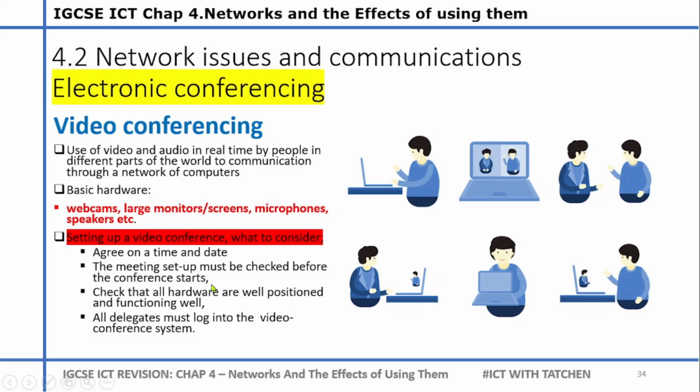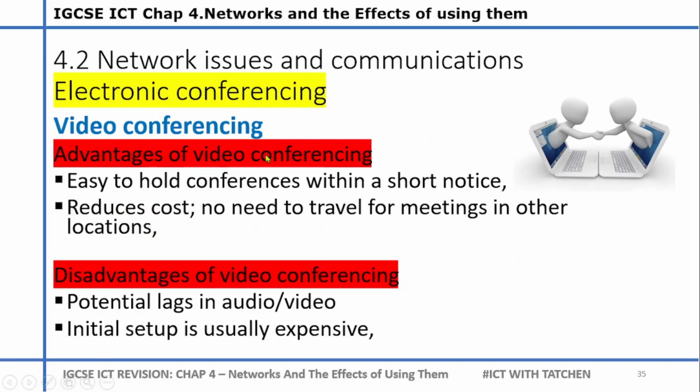So you check to ensure that everything is working perfectly well. Check that all hardware is well positioned and functioning well. Check that the camera is pointing where it's supposed to, the microphones are working, and the speakers are working. And delegates must log into the video conference system. So everybody, if you want to be part of the meeting, you must log in. Now, we also have electronic conferencing, so video conferencing.